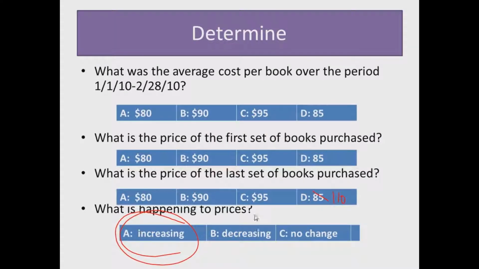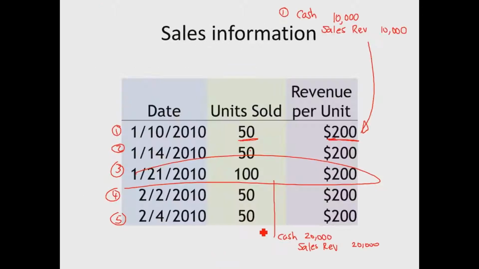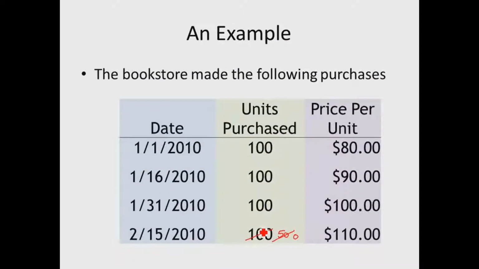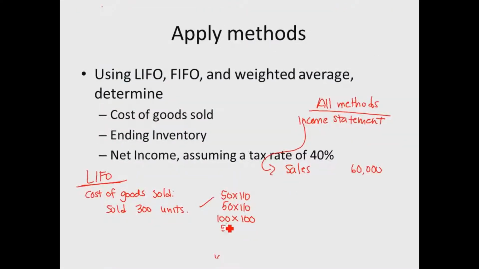The ones that cost me 100. Okay, so 100 at 100. And then I sell another 100 units over time, 50 and 50. Which ones did I sell? Well, at first I sell 50 of the 90, and then I sell another 50 of the 90. So I sell 50 times 90, 50 times 90. This is how I'm computing my cost of goods sold, right?